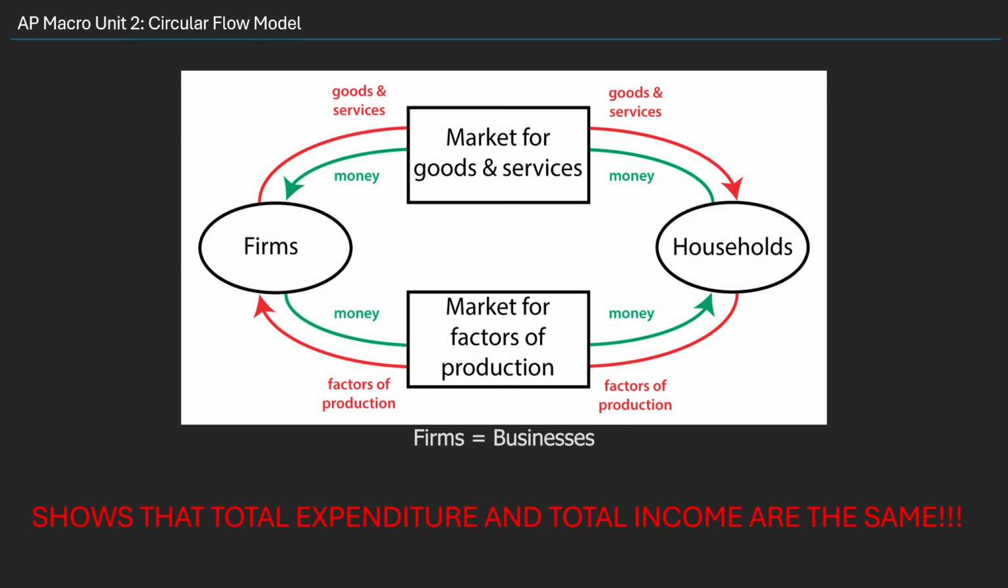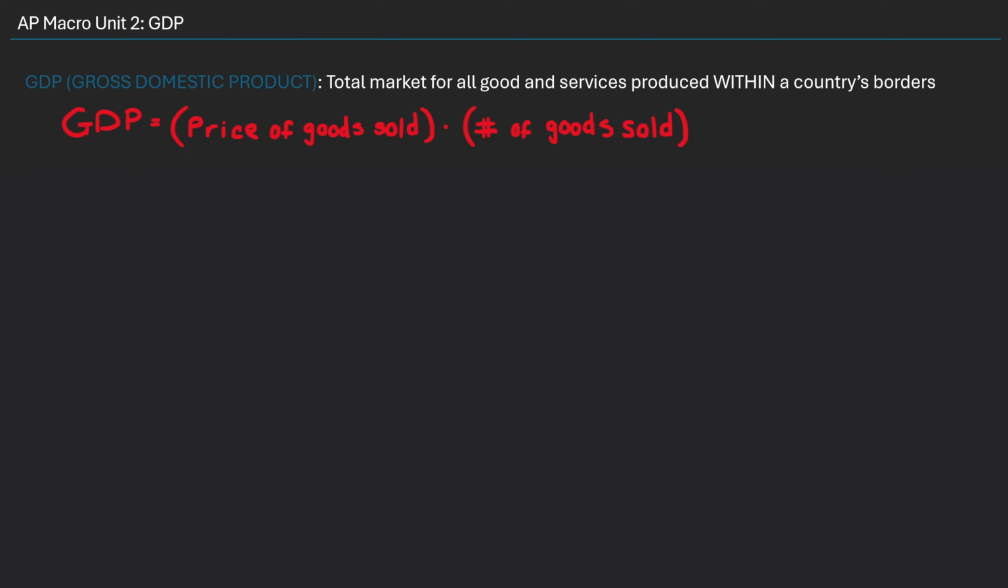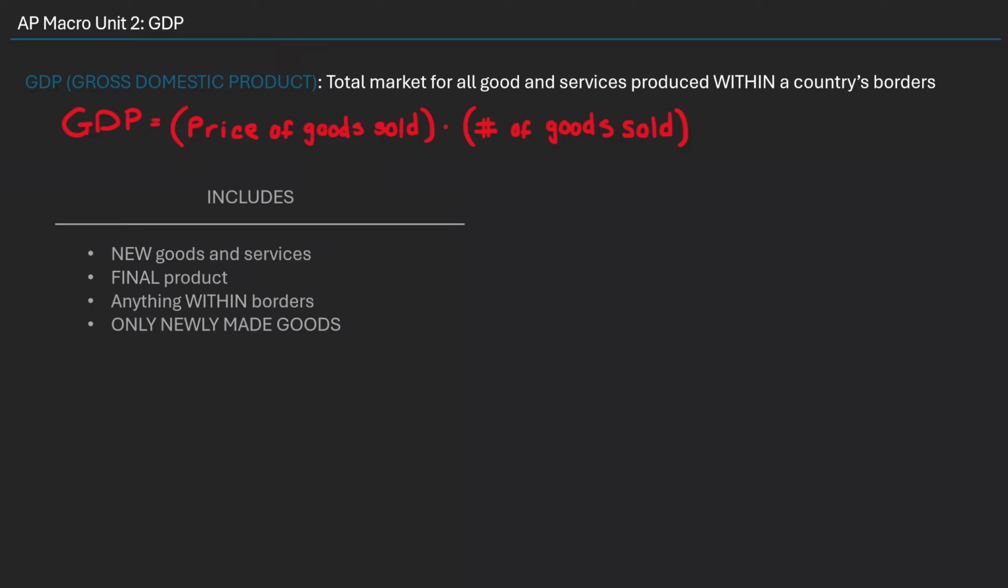But the big thing you need to know about the circular flow model is that it shows that total expenditure and total income are the same. GDP, or gross domestic product, is the total market value of all goods and services produced within a country's borders. So GDP equals the price of all goods sold times the quantity of all goods sold. And it only includes new goods and services, the final product, anything within the borders, and only newly made goods.